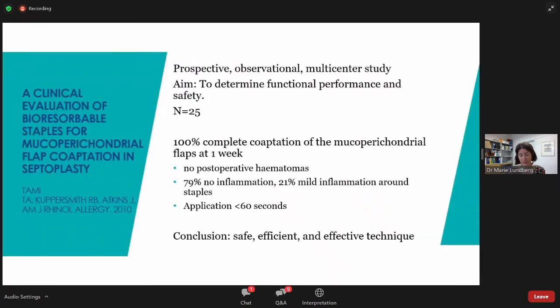Then we come to the stapler. I went through the studies that are published on staplers. The first one came in 2010, I think. It was a 25-patient prospective multicenter study, which tried to determine the functional performance and the safety. They found a 100% complete coaptation of the flaps in 1 week, no post-operative hematomas, and 21% of the patients had mild inflammation around the staples, but nothing worse than that. And the application took less than 60 seconds. So they concluded it's safe, efficient, and effective.